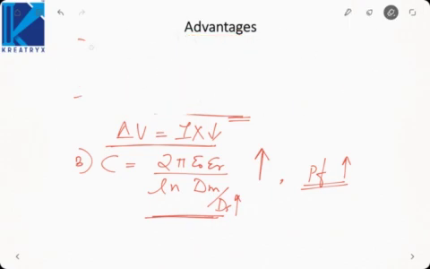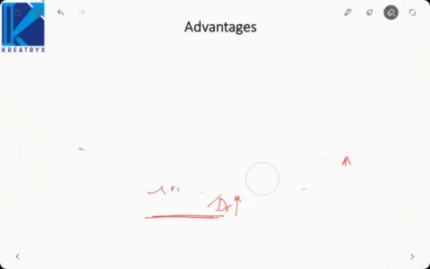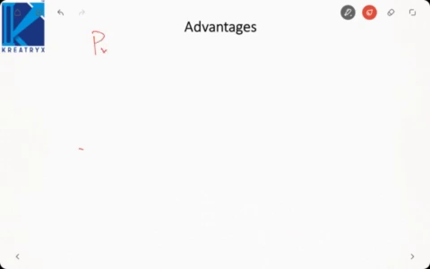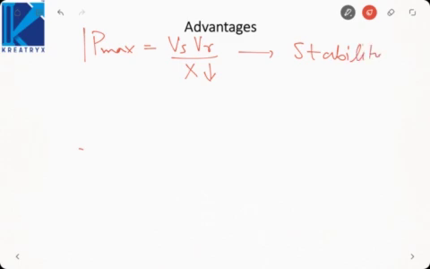So here I am combining all the advantages and disadvantages. It might involve some terms that we will study in later lectures. Later we will derive the maximum power is Vs Vr by X. As I just told you, X reduces, so Pmax increases. Pmax is directly related to stability. Stability increases. We will derive it in the chapter of stability. As the Pmax increases, stability improves.